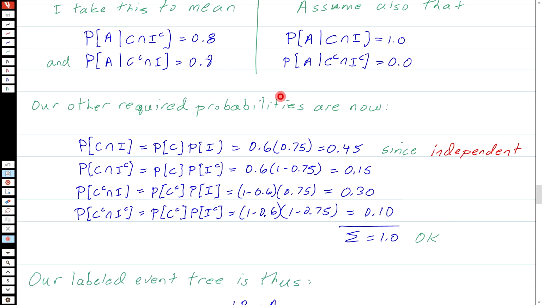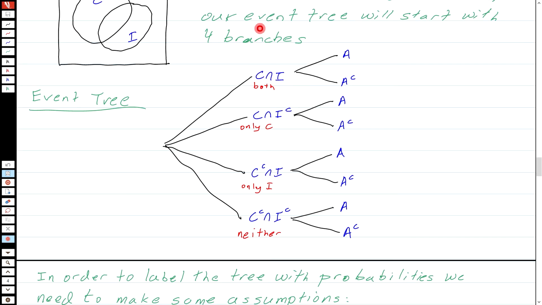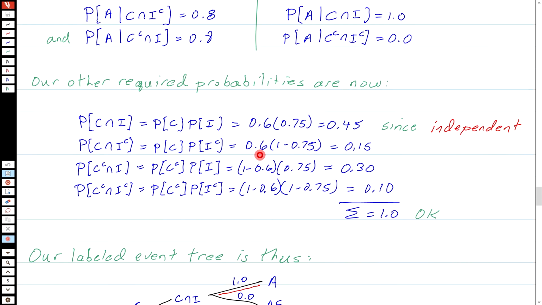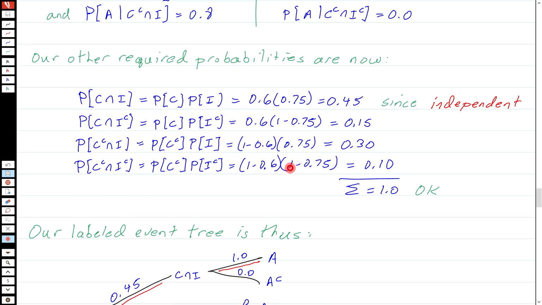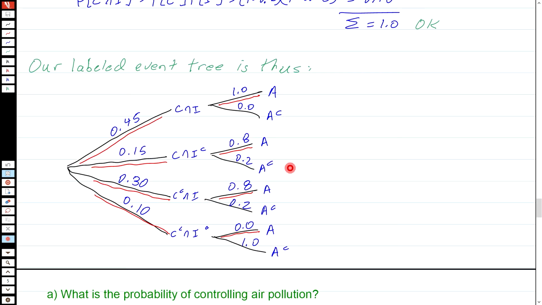Other required probabilities are the first part of this tree, so these probabilities here, and they come from the idea of independence. So C intersection I is the product of probability of C and probability of I, and that's 0.45, and I can compute the rest of these probabilities just by multiplying the appropriate probabilities. So this gives us a labeled event tree that looks like this. These 0.8s are the ones that I assumed, probability of A given that only C is controlled, or the probability of A given that only industrial is controlled.